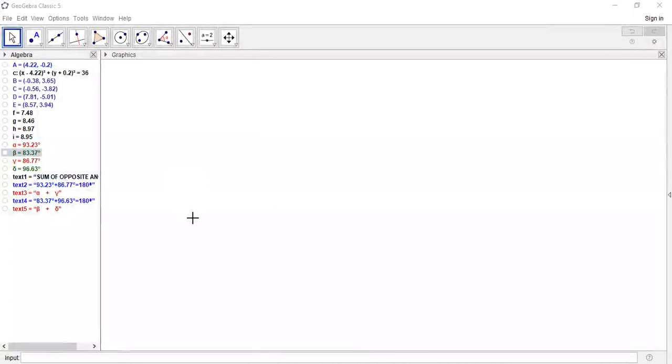Okay, welcome back, dear students. What we are going for is the last section of this chapter. It is known as cyclic quadrilateral. So let us see what it is.